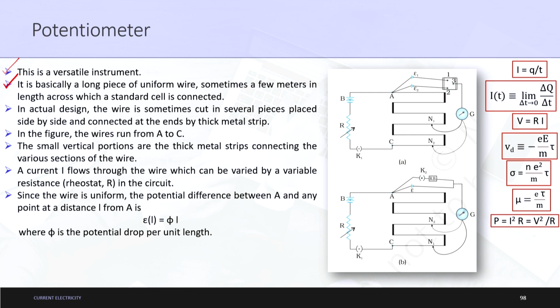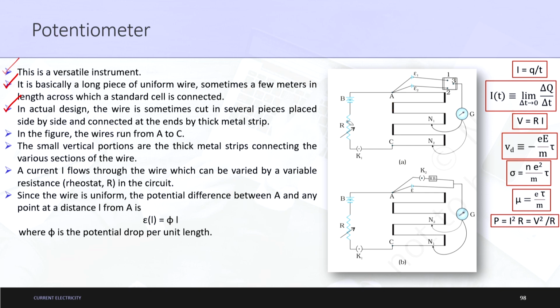Okay, so what is happening here, we are just cutting the wires. So, in actual design the wire is sometimes cut in several pieces placed side by side, as you can see here, and connected at the ends by thick metal strips. As you can see, these are the thick metal strips being talked about here.